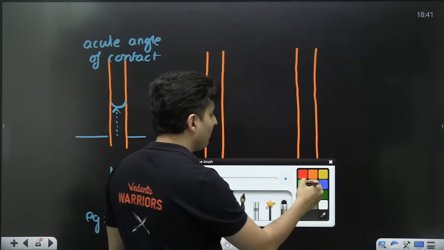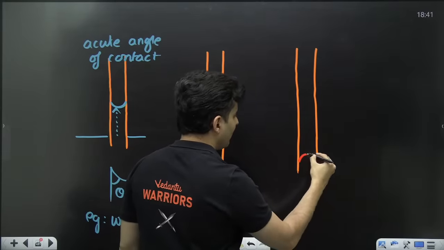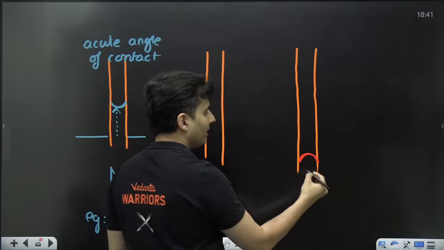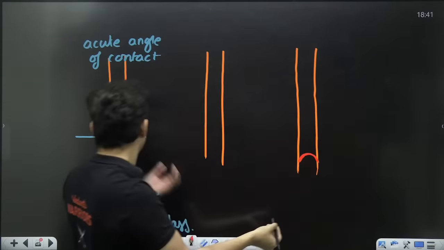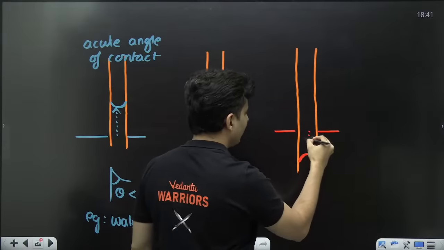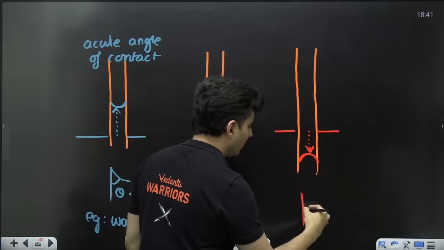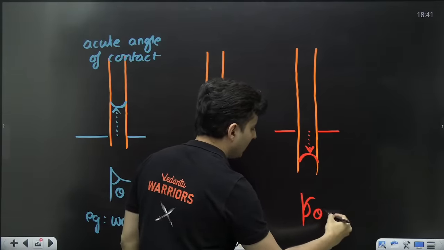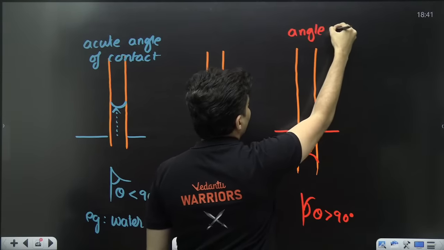Whereas liquids like mercury, you will see that their curvature is convex up. The surface of the liquid, which is also called as meniscus, is convex up. This is concave up. This is convex up. Such liquids, you will see, will go down. There is a dip in it. So here, if you notice, the angle of contact is more than 90 degrees. So the angle is obtuse.